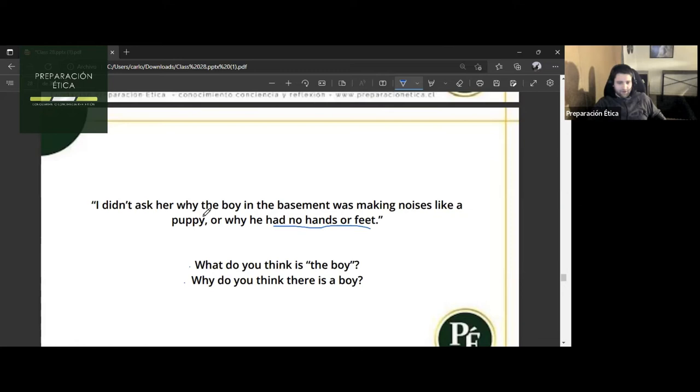Wow, that's terrible. Valentina says, maybe it was a child that was born without hands and feet, very interesting, and died in the basement. And the mother hid the corpse in there. That's very creepy, Valentina, but very good idea. Exactly. Okay, I love this. Very good job, guys. You're very creative, to be honest. Super. Let's continue with the following one.